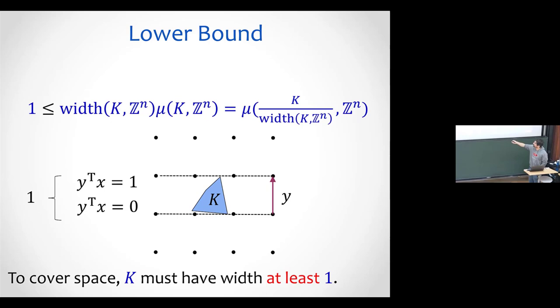When I multiply these two, you can think of factoring the width into the covering radius, and it factors inversely. So now I have a body of lattice width exactly one, and I want to say that the covering radius must be at least one. The reason is this picture. This is the minimum width direction, and K has lattice width one, so it can be shifted so that it is exactly in between these two hyperplanes. If I scale it down just a little bit, then it doesn't contain any integer points.